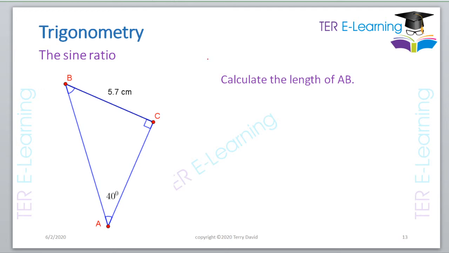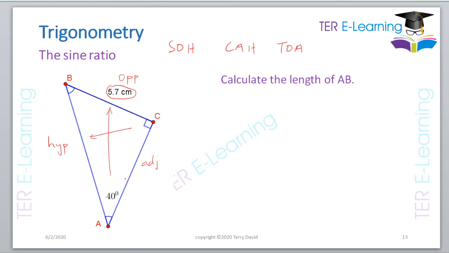So first things first, we need to label the parts of the triangle, right? This is my right angle triangle, so the side opposite the right angle is called my hypotenuse. We have 40 degrees here, so the side opposite the 40 degrees is called my opposite. Therefore this last side here is my adjacent. So, SOH CAH TOA, right?